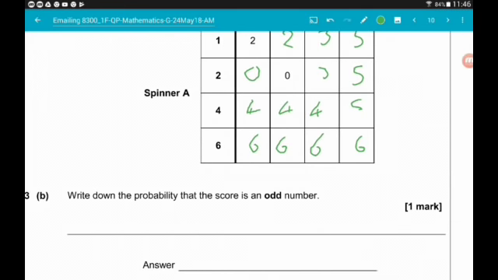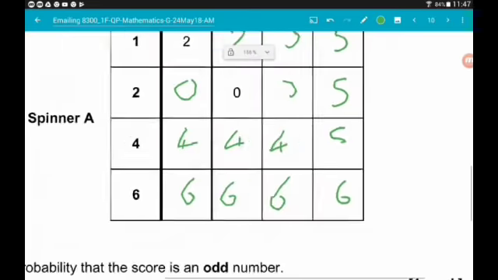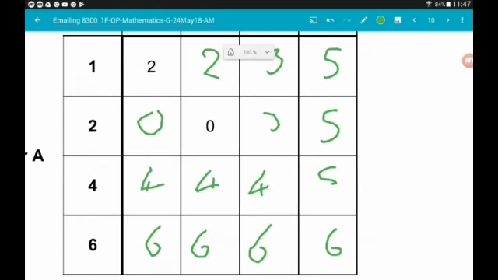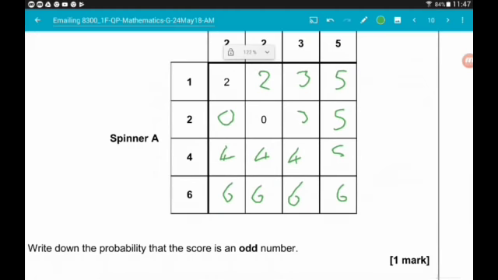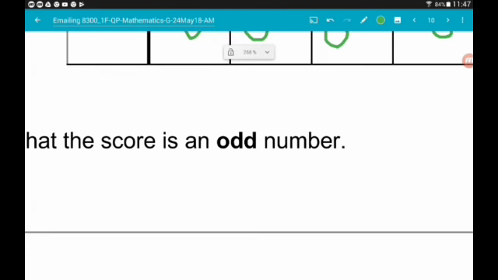Then we want to write down the probability that the score is an odd number. So how many odd numbers do we have in here? We got 1, 2, 3, 4, 5. So there are 5 possible outcomes where we get an odd number, and there are 16 possible outcomes. So it's 5 16ths.